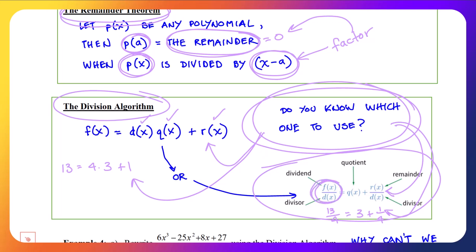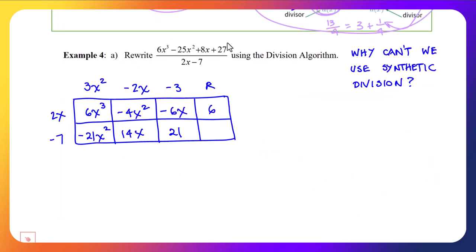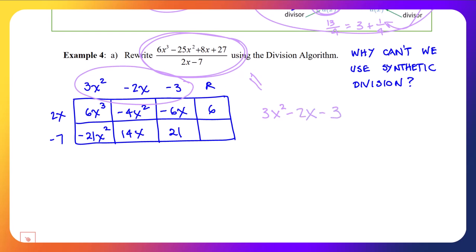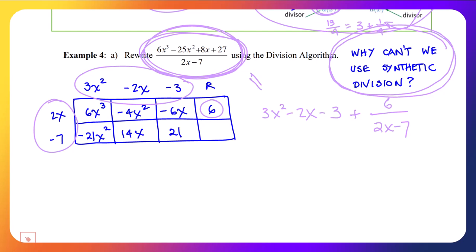Do I start out with the question being a fraction? Do I start off just with a polynomial? So this time, since we're starting it out as a fraction, this is going to equal 3x squared minus 2x minus 3 plus, because my original problem was a fraction, my remainder has to be a fraction. The remainder over the divisor. And I use the area method because my divisor has a coefficient of 2.